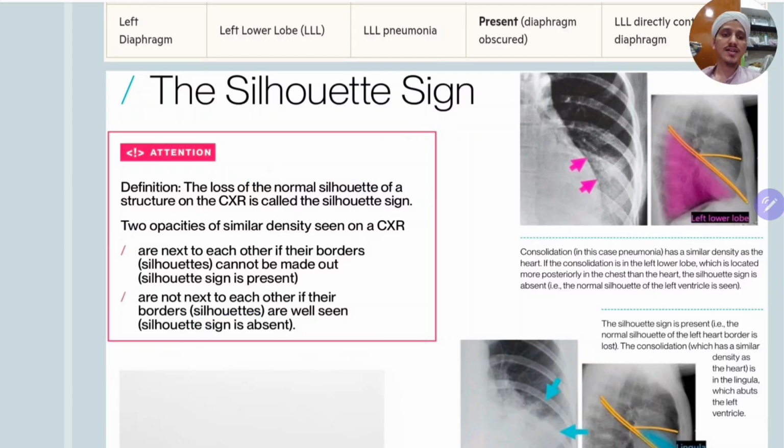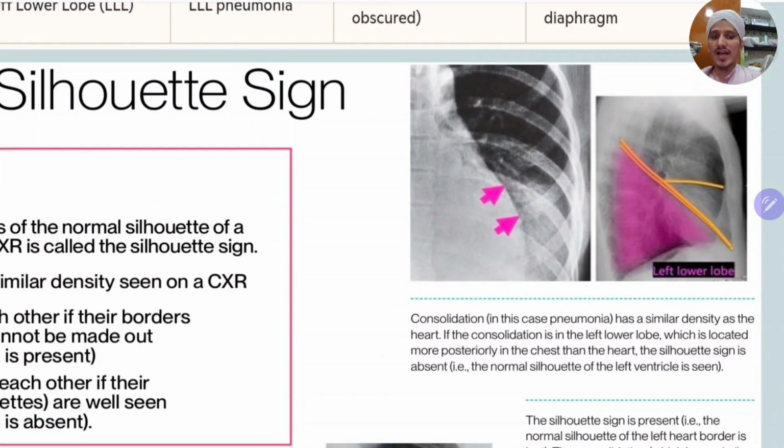See here in this chest X-ray, as you can see, there is consolidation, there is opacification of the left lower zone of the lung, but still you can appreciate the left heart border. That means the lingular part of the upper lobe is not involved. That means it is left lower lobe involvement, left lower lobe consolidation, because you are able to appreciate the heart border here. So the silhouette sign is absent.